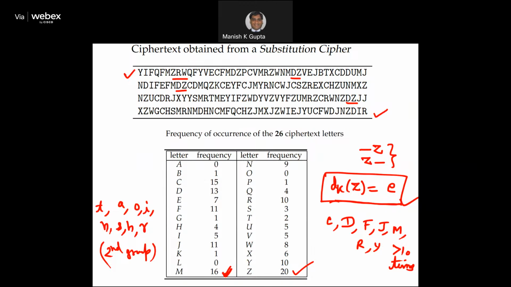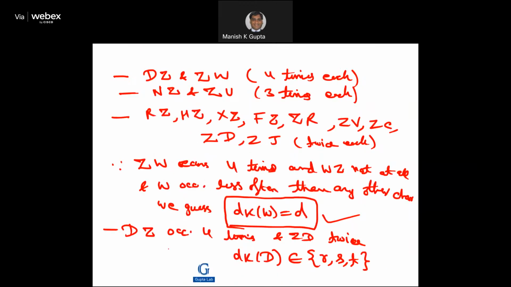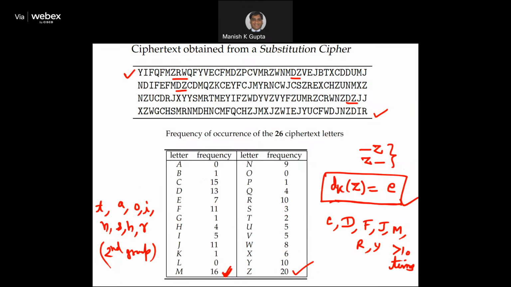Now the trickiest part. What do we do now? We look at digrams. So we look at the digrams DZ and ZW. If you look here, how many times is DZ occurring? I have marked it. DZ is 1, 2, 3. There is one more somewhere, but I am unable to find it. I think last time we had done it. Can you find it somewhere? First line. Yes, that is there, MDZP, right? So DZ is there.